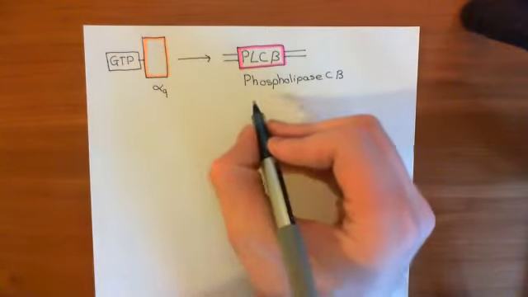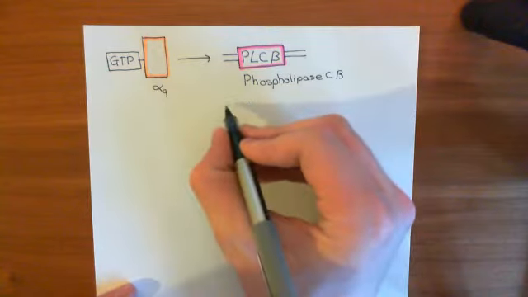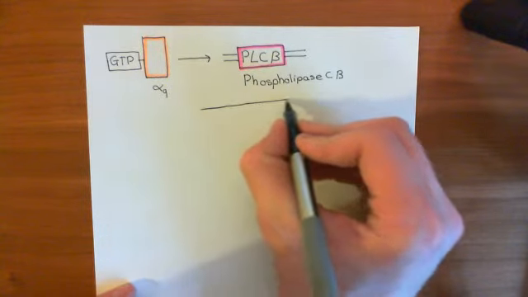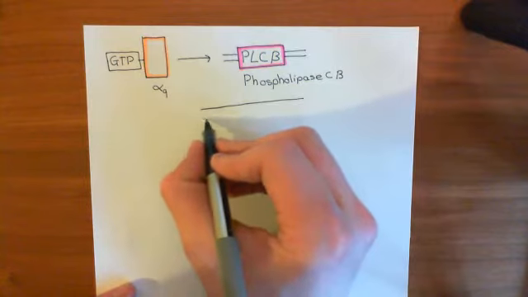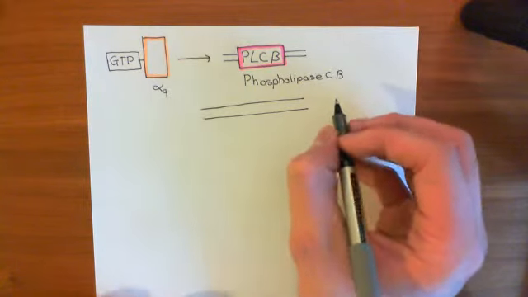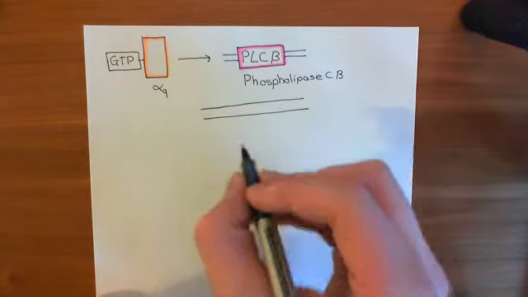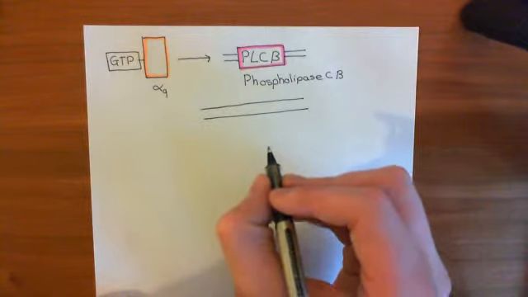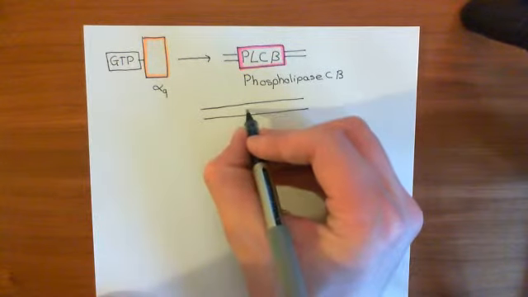Well, it's going to break down a usual component of the phospholipid bilayer, and this usual component is a PIP2 molecule. So let me show you the structure of a PIP2 molecule. It's based on the normal structure of a phospholipid, so let me first show you the structure of a normal phospholipid.